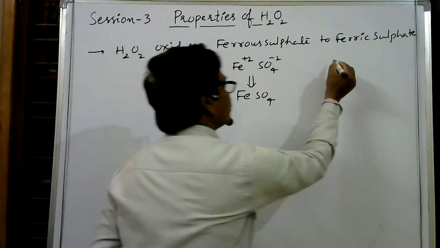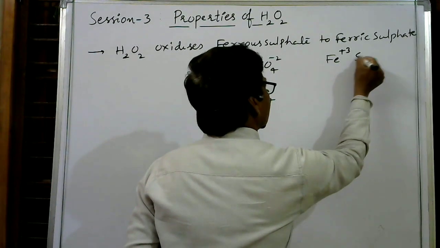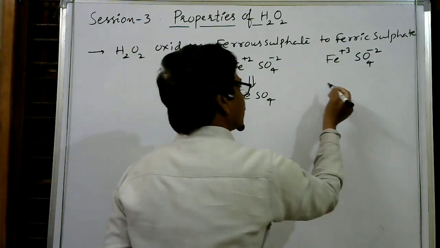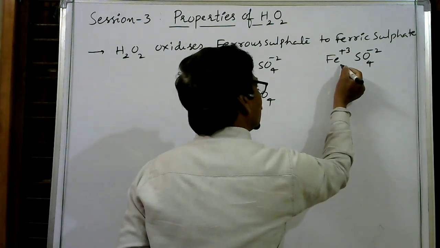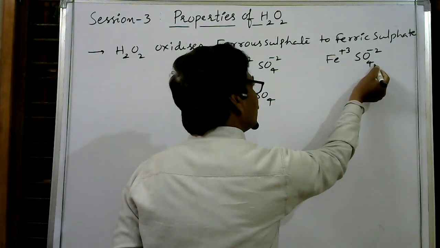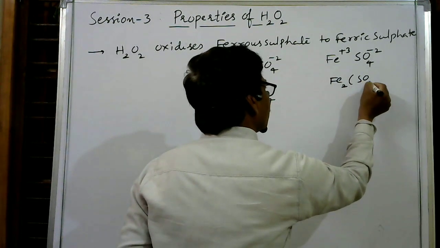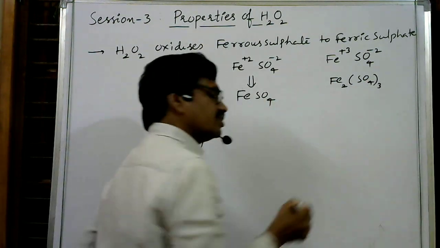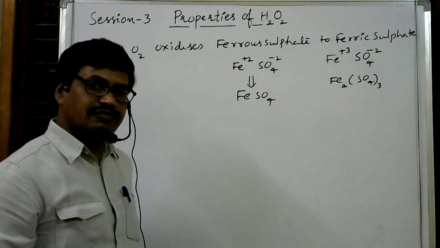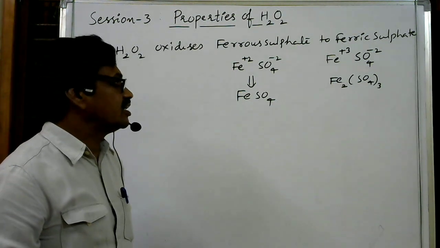Here, ferric sulfate: the ferric ion charge is +3 and the sulfate ion charge is -2. So, crisscross: the charge is written below iron, and the charge 3 is written below sulfate. So Fe2(SO4)3 is the formula for ferric sulfate. If you know the formulas of ferrous sulfate and ferric sulfate, we can easily write the equation now.